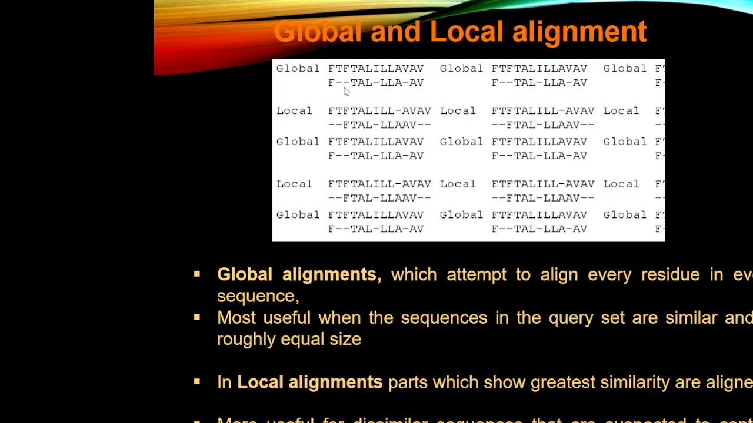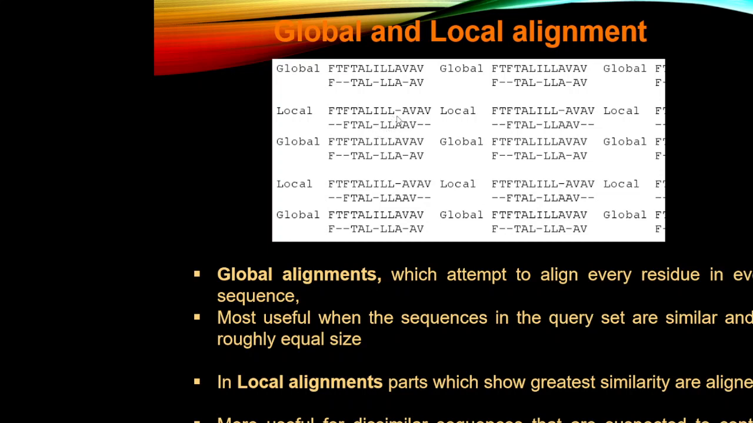This same sequence can be written in a different way. This is the first one where the entire sequence is aligned. That is why it is global alignment. There is an attempt to align every residue in every sequence. Whereas in the case of local alignment, only parts which are showing the greatest similarity are aligned. In other regions we are putting the gap. So here you can say in this region there is more similarity, and here there is no similarity, so we put a gap.